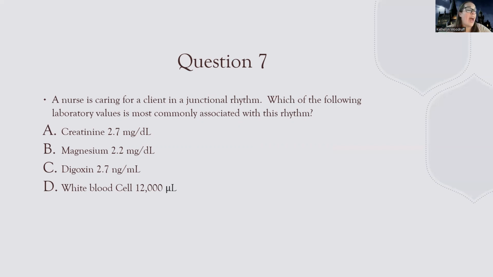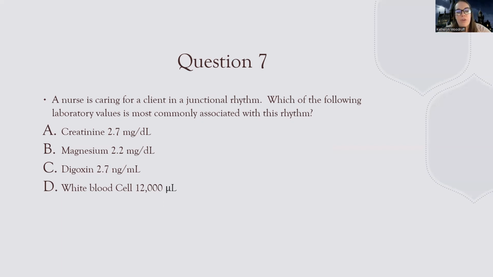So the first one is creatinine. It's saying an elevated creatinine. Is having kidney failure putting you at risk for a junctional rhythm? Well, I don't know about too many connections between kidney failure and a junctional rhythm, so I'm going to keep going. Magnesium. And this is actually a normal magnesium, if you didn't know. Electrolyte imbalances in general can cause dysrhythmias, but this magnesium is normal. And I don't think magnesium usually causes a junctional rhythm. It can cause a beautiful ventricular tachycardia known as torsades, but aside from that.